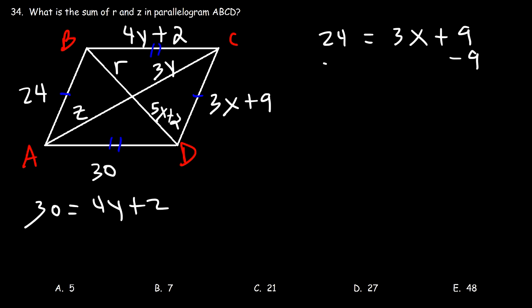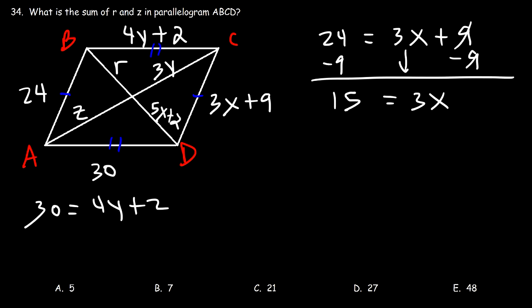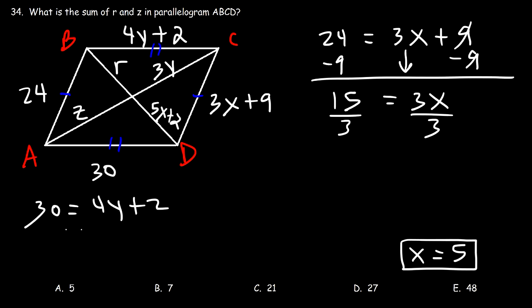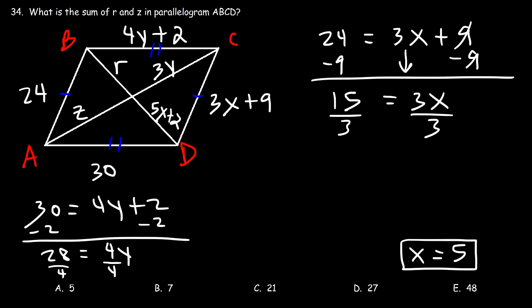So let's subtract both sides by 9. 24 minus 9, that's 15. And we can bring down the 3x. And now let's divide both sides by 3. So 15 divided by 3, that tells us that x is equal to 5. Now, in this equation, let's subtract both sides by 2. So 30 minus 2 is 28. And then let's divide by 4. So 28 divided by 4 is 7. So y is equal to 7.